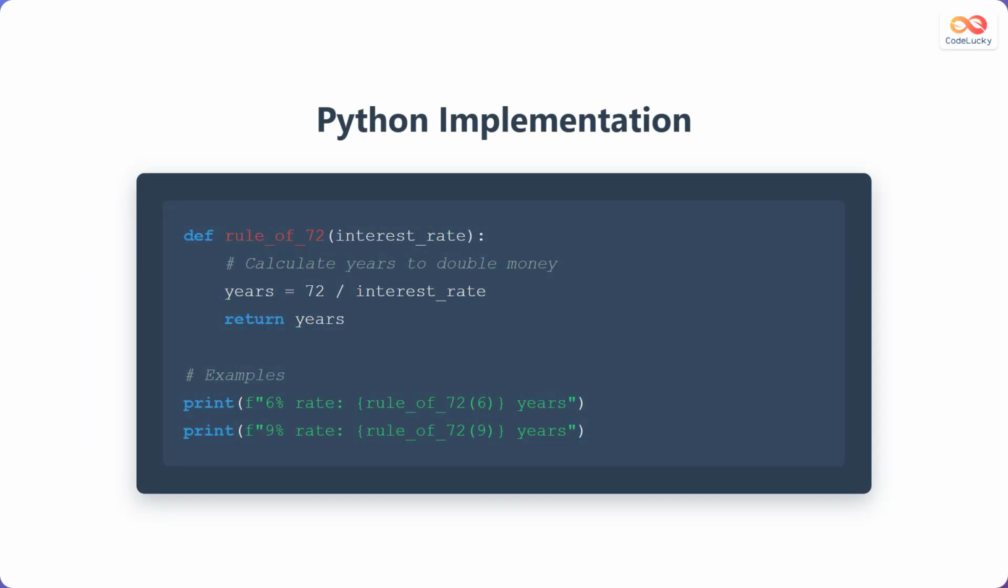Here's how you can implement the Rule of 72 in Python code. First, define a function called rule_of_72 that takes an interest rate as input. Inside the function, calculate years equals 72 divided by interest rate, then return the result. You can test it with examples like 6% and 9% rates. This simple function makes it easy to calculate doubling times for any interest rate.